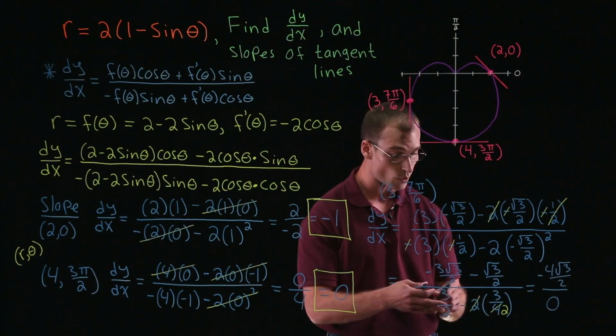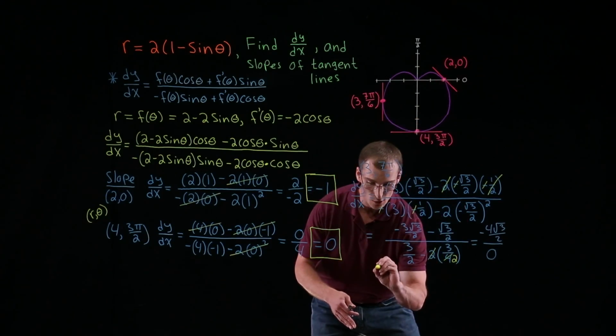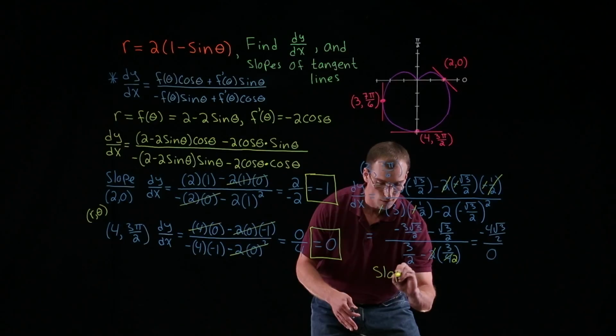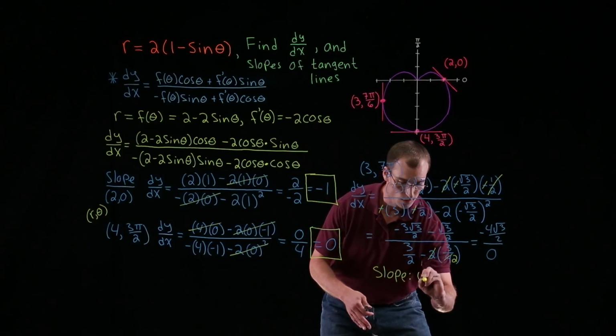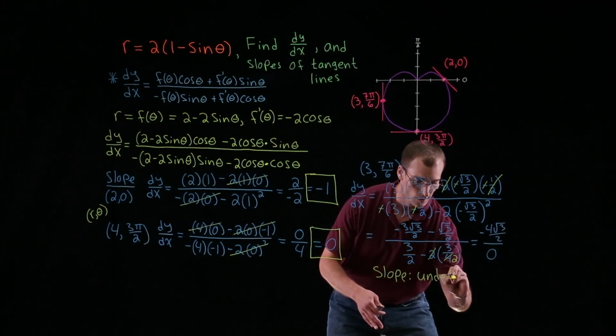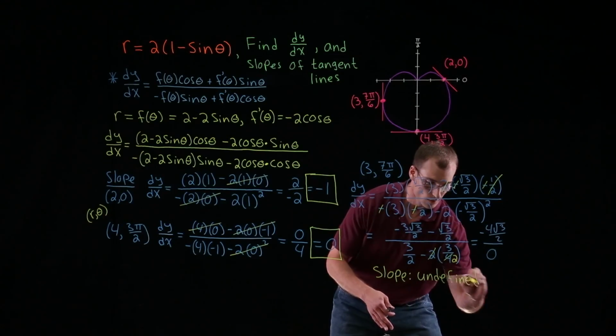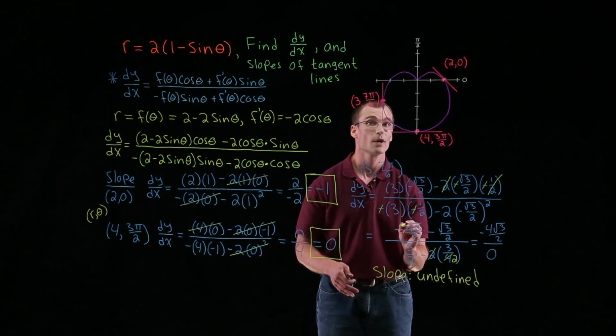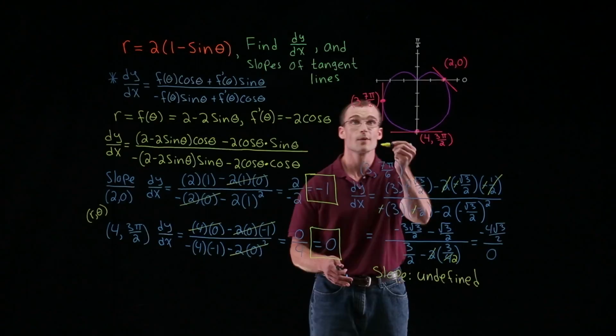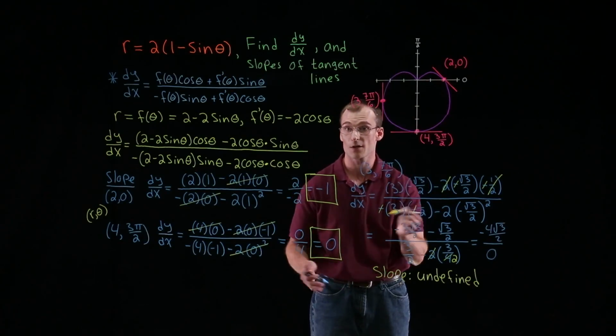So what does that tell us about the slope? So that says our slope is undefined, which, looking at our point, we see we have a vertical tangent line, which means we have an undefined slope.